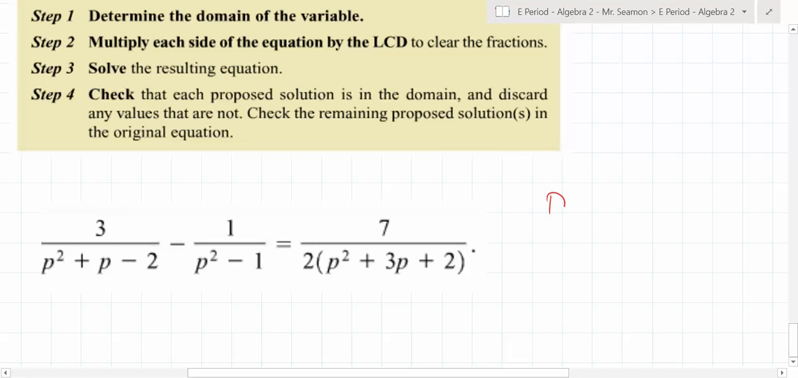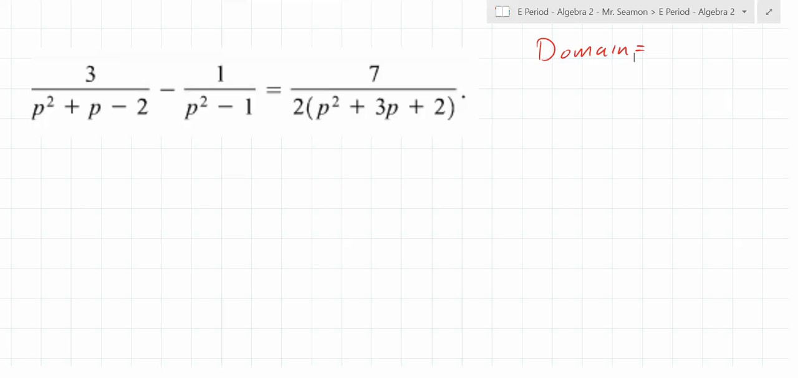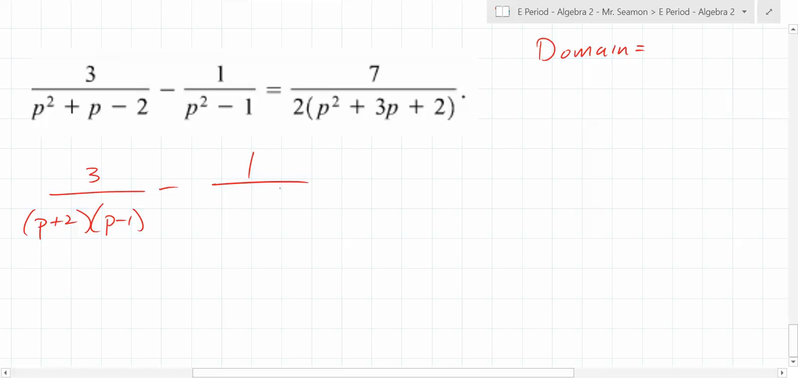In finding the domain, we better do what first? You just said it? Factor. So do that for me. Fully factor all of those. Factor the first one. It's going to be 3 over what? P plus 2 times P minus 1. Exactly. And what's the next one factor into? P times P minus 1. That's the difference of squares. Equals 7 over 2 times what?